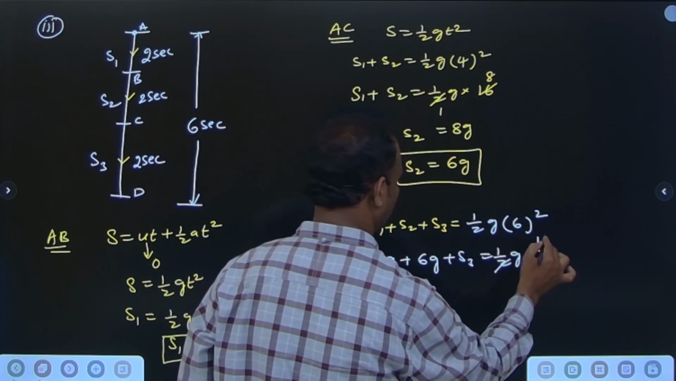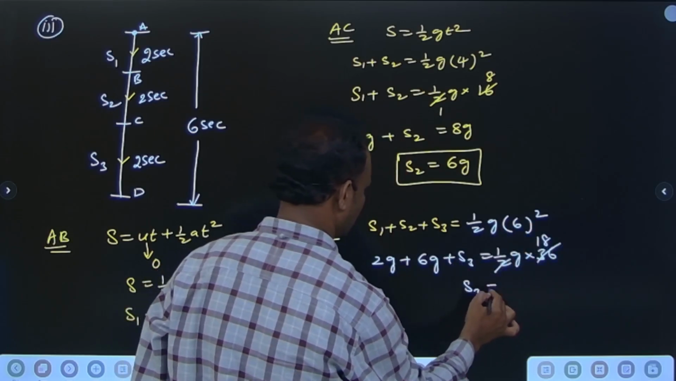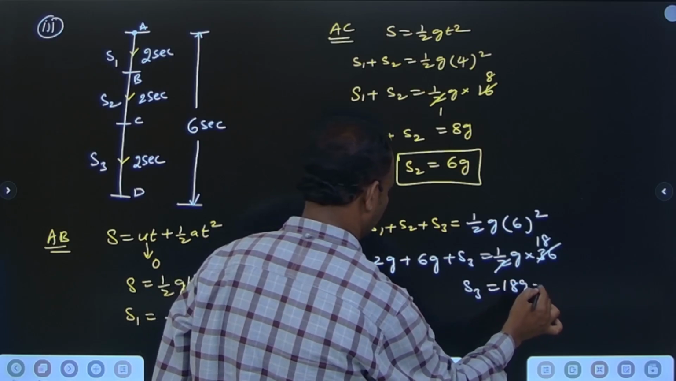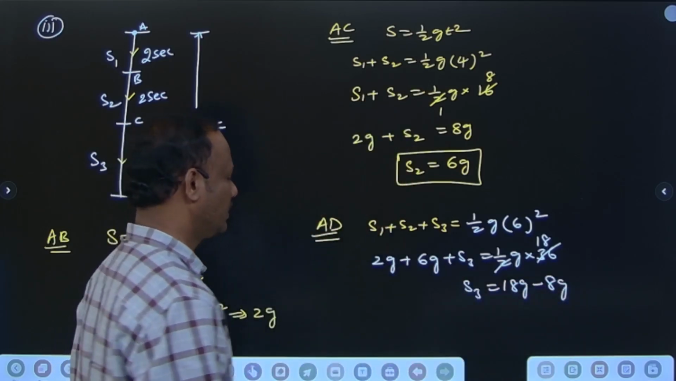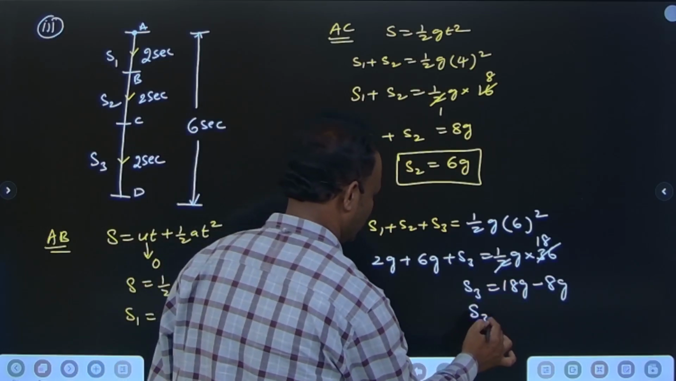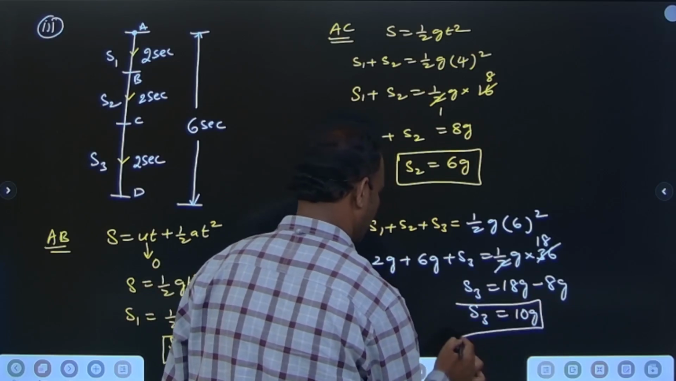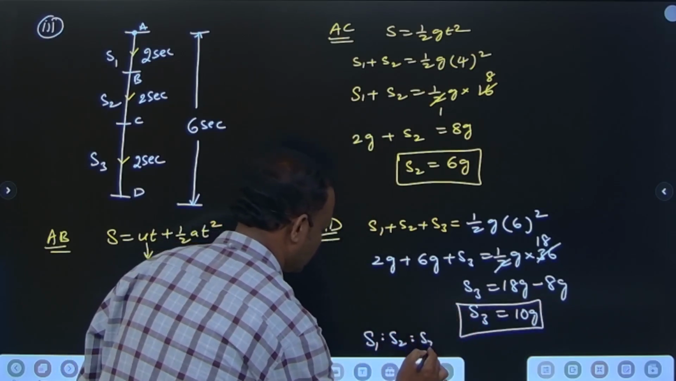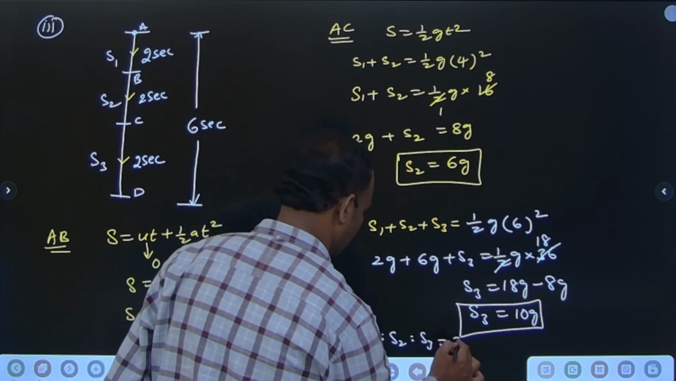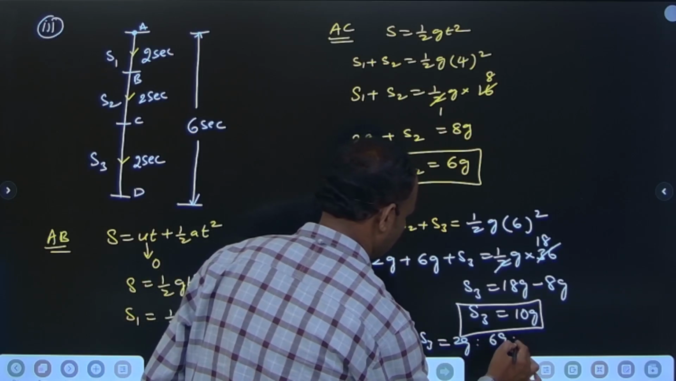Two ones are 18. So 2g plus 6g plus S3 is equal to 18g, so S3 is 18g minus 8g. So S3 is equal to what? It's 10g. Yes, finally our relation is S1 is to S2 is to S3: the first one 2g, next one 6g, next one 10g.